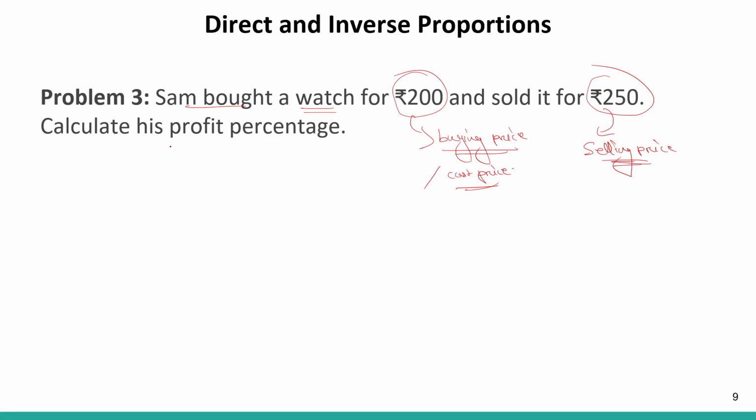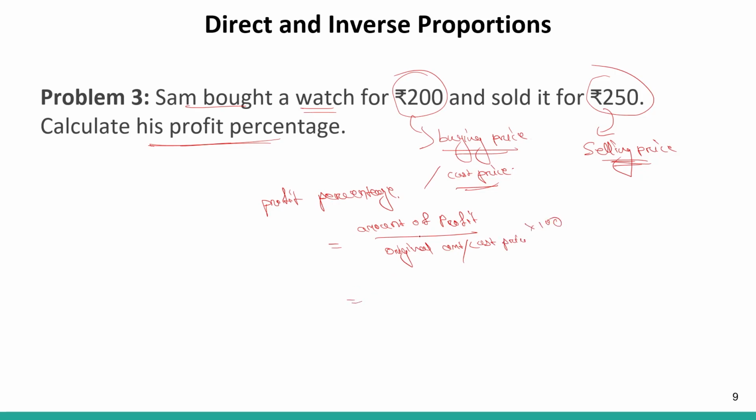Okay, so calculate his profit percentage. We want to calculate his profit percentage. As I remember, the profit percentage formula was: profit percentage is equal to what? Amount of profit whole by original amount or cost price into 100. So amount of profit will be what?